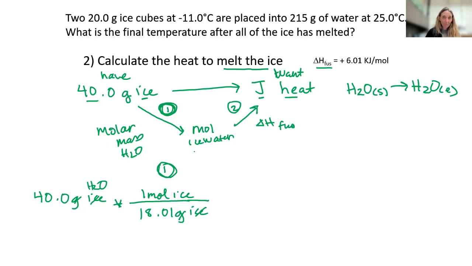My next step is I'm going to use the delta H of fusion. Since I have moles of ice at the top, my moles go on the bottom. So I have 1 mole.